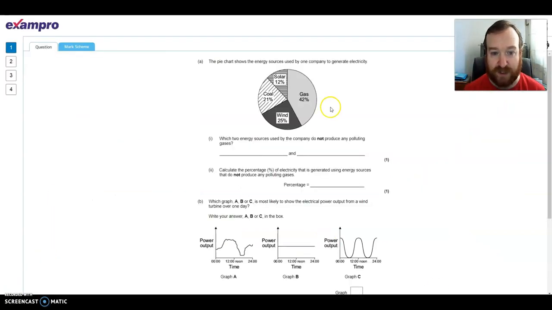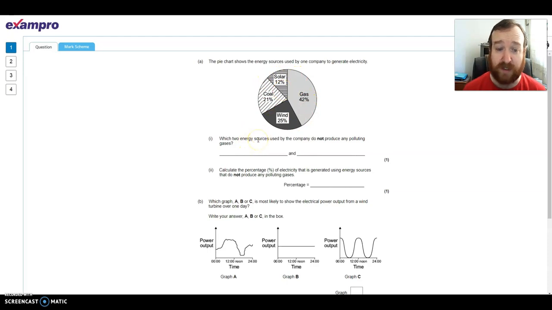Okay, so this first question, I just want to point out that in an exam, whenever they give you some information here, it's not just to trick you and take up space in the paper so the paper looks longer. It's there to help. It's there for a reason. Okay, so you've got a pie chart, and the question says, which 2 energy sources used by the company does not produce any polluting gases?